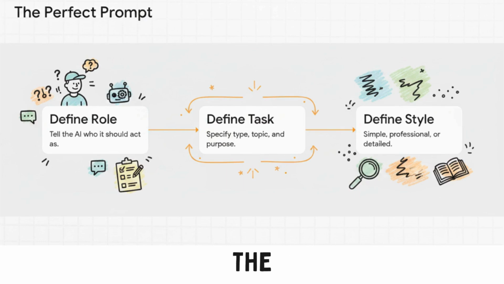Step 1, define the role. You have to tell the AI who it should act as. Giving it a persona anchors its knowledge. For instance, you wouldn't just say, "Look at these numbers." You'd tell the AI, "Act as a senior financial analyst." See the difference?